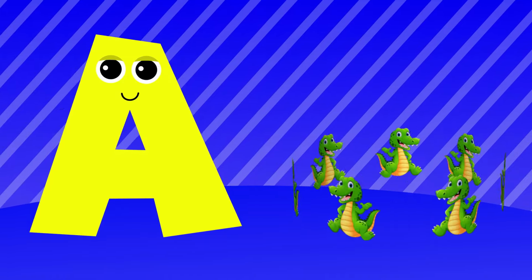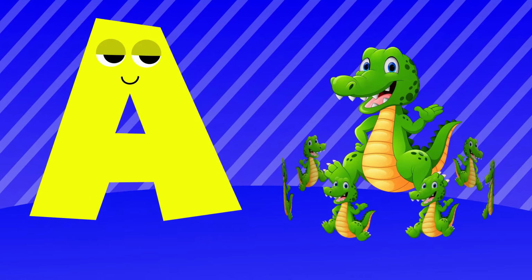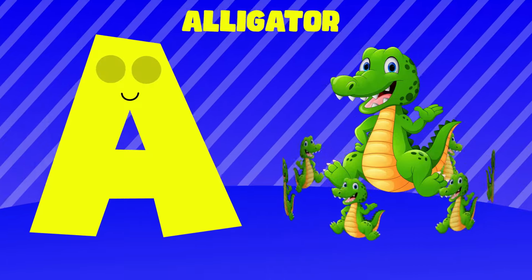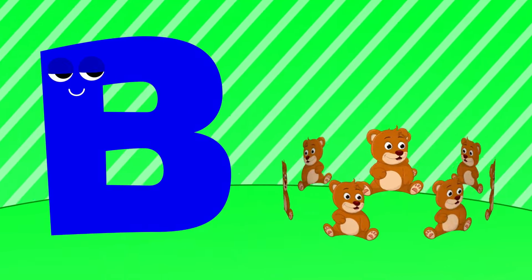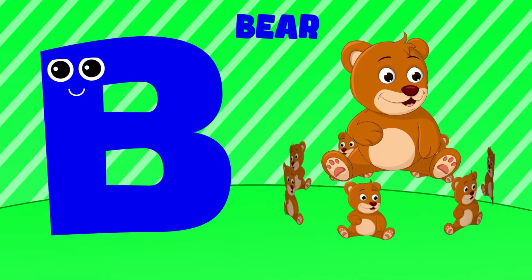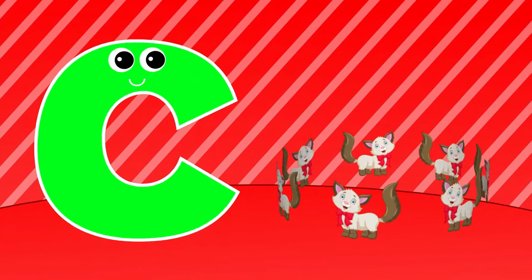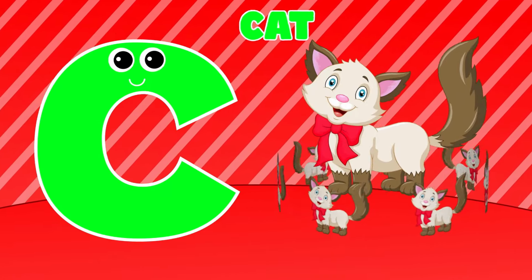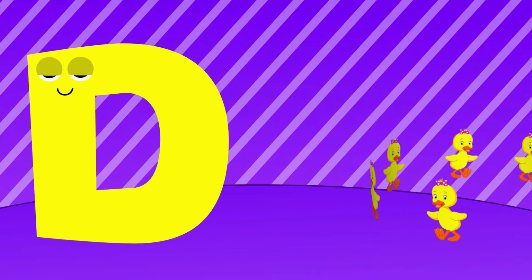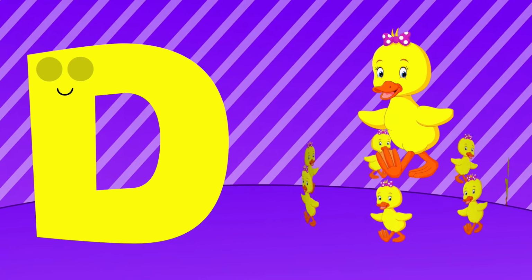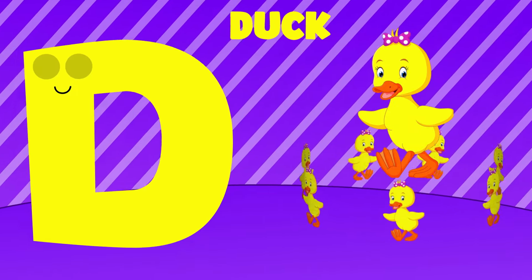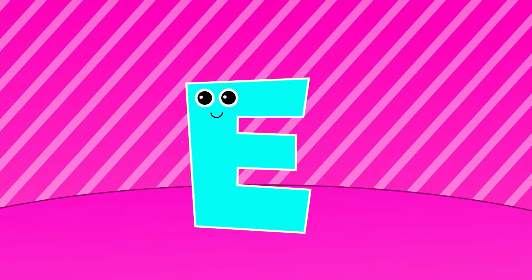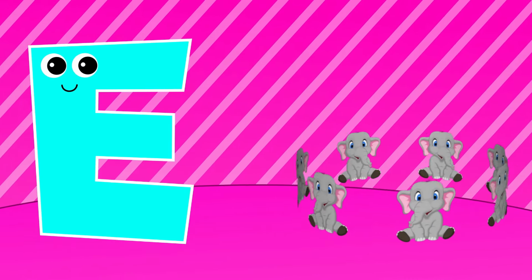A is for alligator, alligator. A, alligator. B is for bear, bear. B, bear. C is for cat, cat. C, cat. D is for duck, duck. D, duck. E is for elephant, elephant.